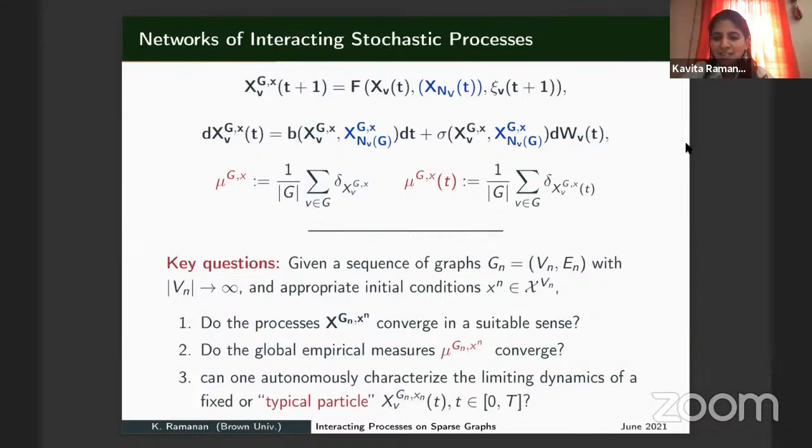The key to 3 is, I am saying, can one autonomously characterize the limiting dynamics? That means I want to just define XV, its dynamics, without reference to any of the other particles. Yes. Okay, so that's a little different from just understanding the limit of this. And it'll become clearer, but it's an excellent question. So thanks. All right, thank you so much.